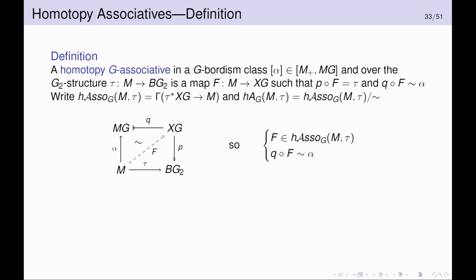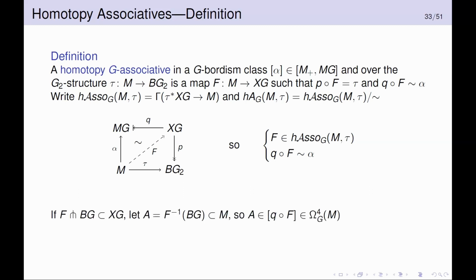So let's write H_assoc(M, τ) for the space of sections of the pullback of this bundle X_G to M. And if we do that up to homotopy, let's call it HA_G(M, τ). This means now that F is an element in the space of sections. Now, this is our description of a homotopy G-associative.